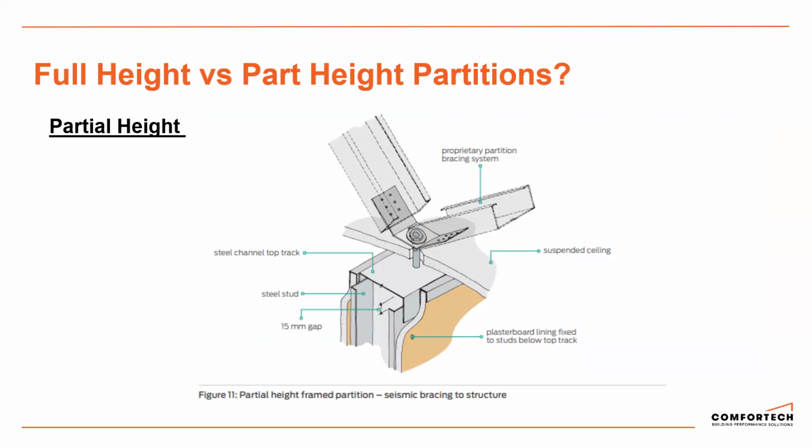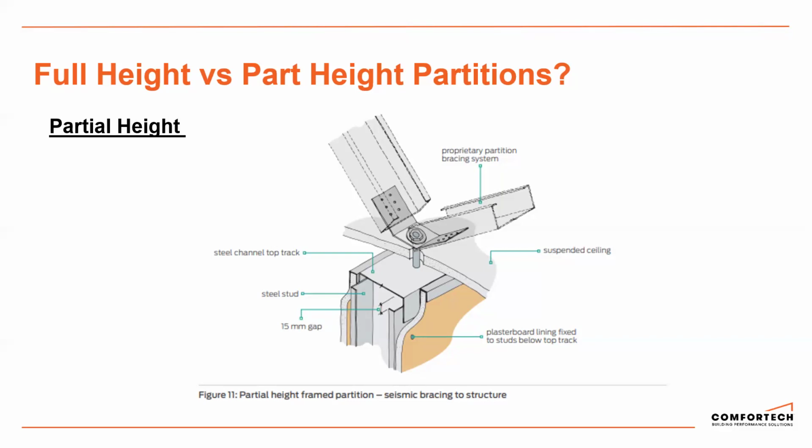They do require to be braced back to the structure above. We can't attach those partial height walls to the ceiling. That's really important. So we need to allow for vertical deflection, and we obviously need to allow for that seismic. So it could be via the use of a proprietary bracket. Otherwise, we could be attaching those braces directly to the head track, and then obviously the structure above there.